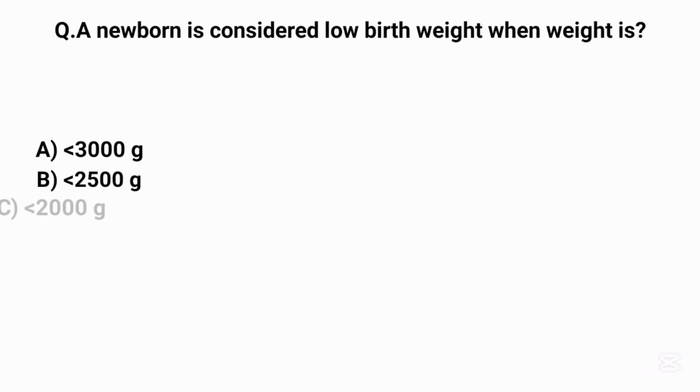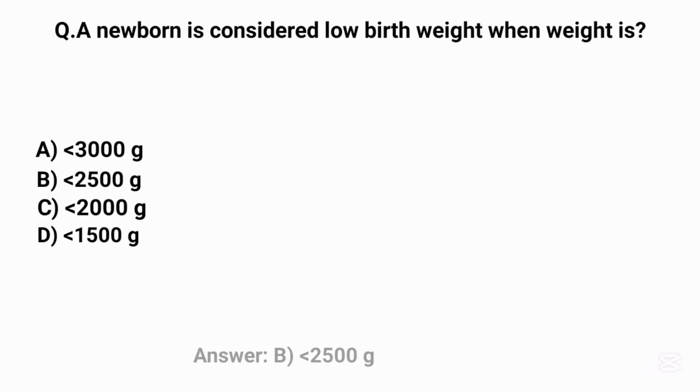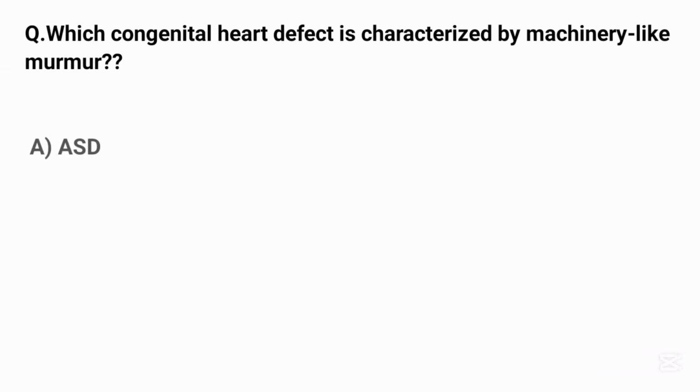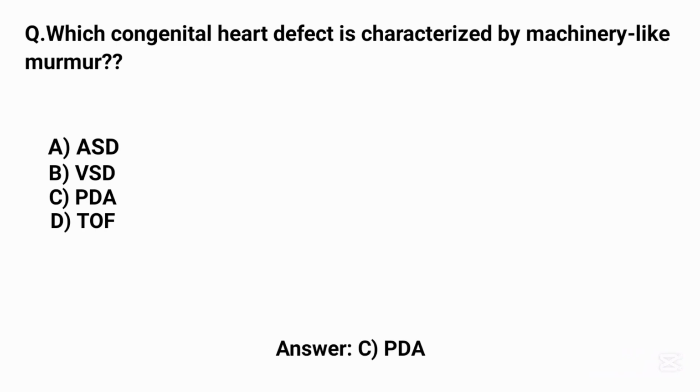A newborn is considered low birth weight when weight is. Correct answer is option B, less than 2,500 gram. Which congenital heart defect is characterized by machinery-like murmur? Correct answer is option C, PDA.